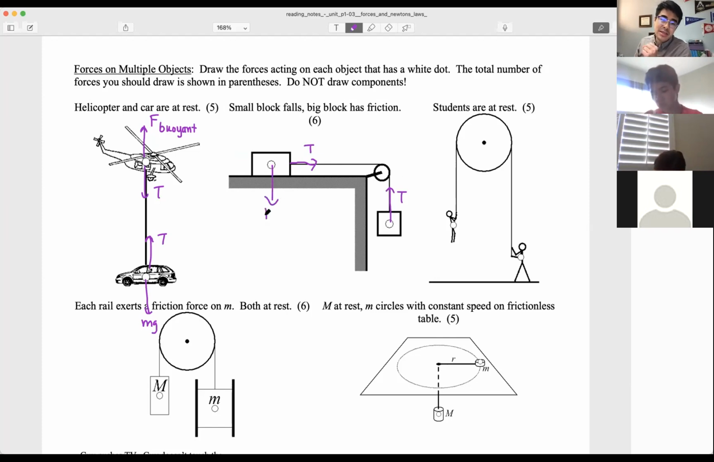So this would be just m1g maybe, FN1. And then it says the big block has friction, so this is Ff. I'm just labeling this block 1. Okay, and then this one will be m2g. And I can't draw the arrows with the proper length here because I don't know which direction it's moving. Maybe there's not enough force to overcome static friction or not.